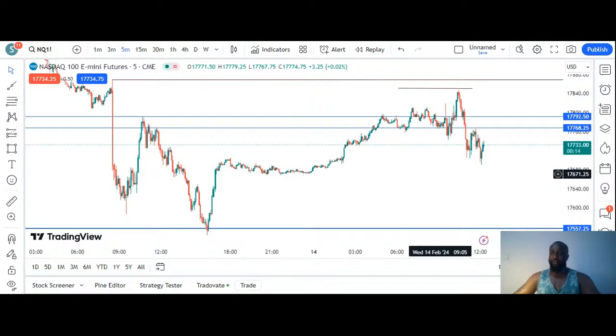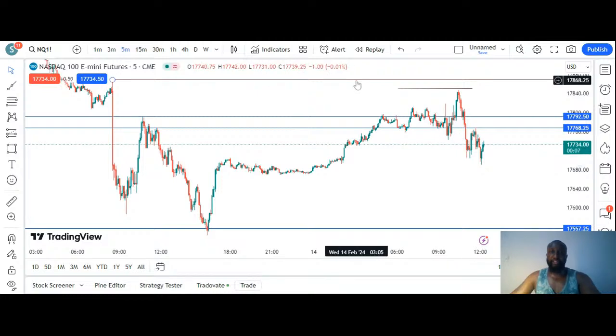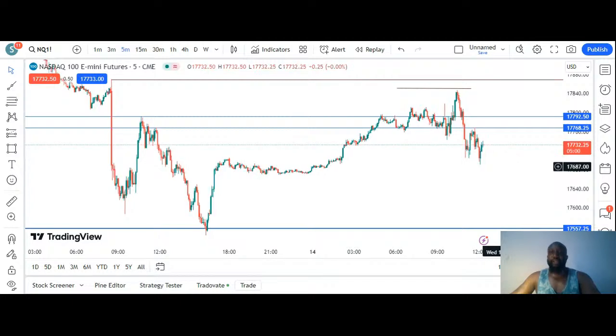For those of you who want to go through his content, you can just check ICT concepts. With the strategy, we advise that you take trades at specific times, so you're not just going in for the sake of going in. So you've got your kill zones. For your futures, we're talking about your Nasdaq, your US 30, your S&P 500.